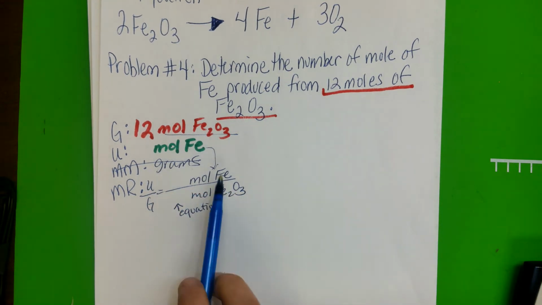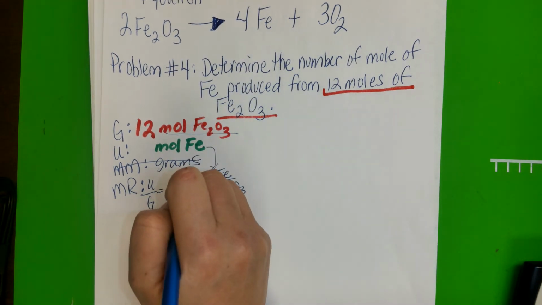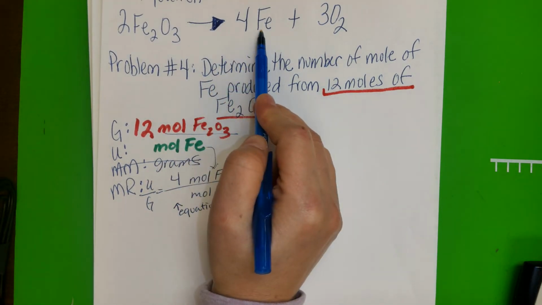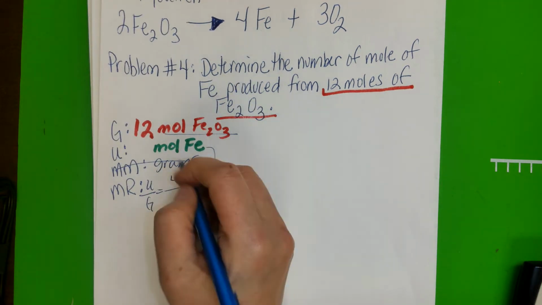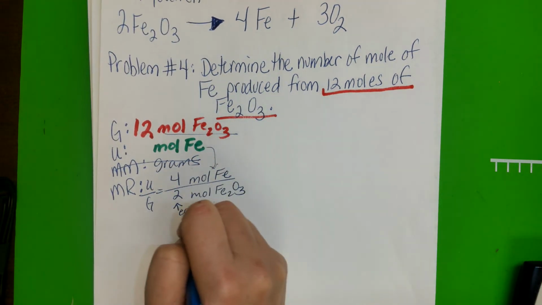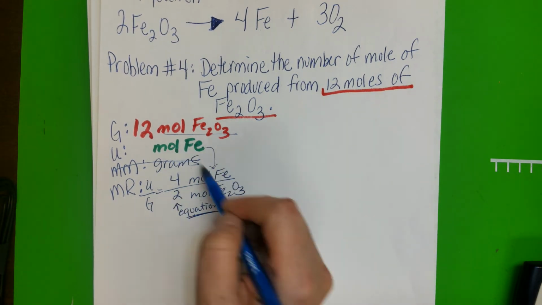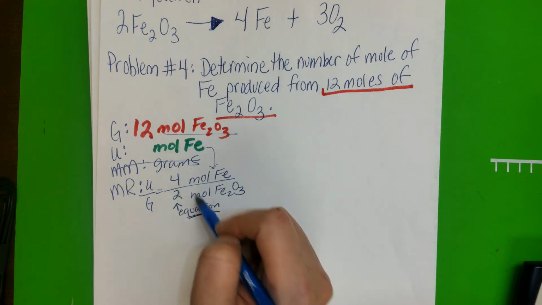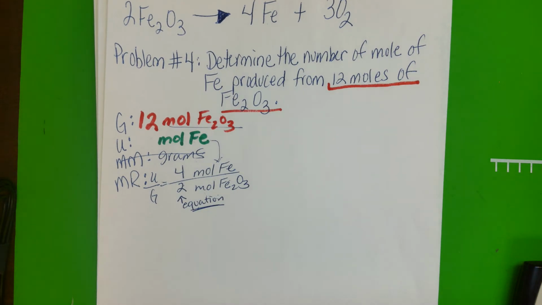That's the equation. Now we're going to look for iron. That will be 4 moles of iron. And then iron oxide will be 2 moles. So keep that in mind. This is the equation, and this guides you towards what you're going to put on the top and the bottom. Now we are ready to set it up.